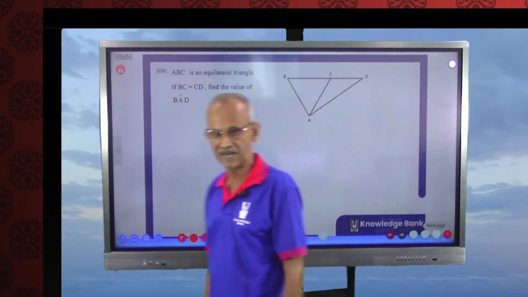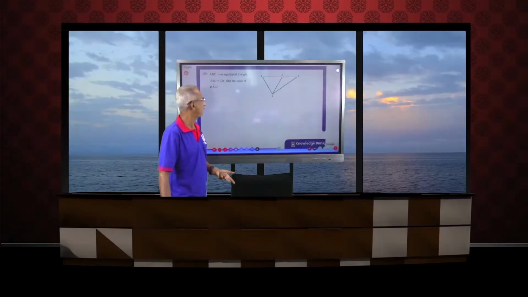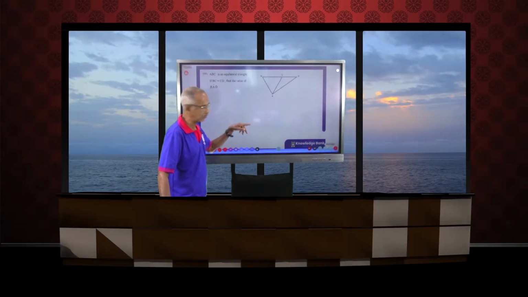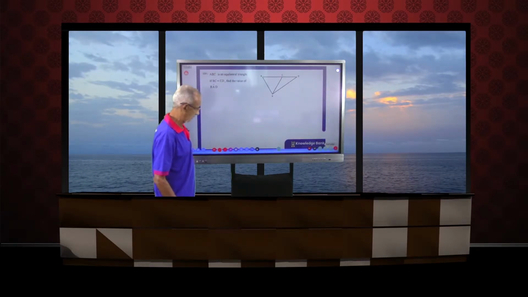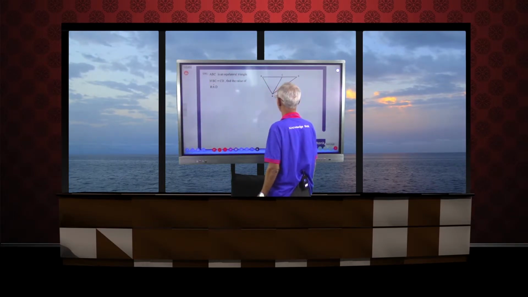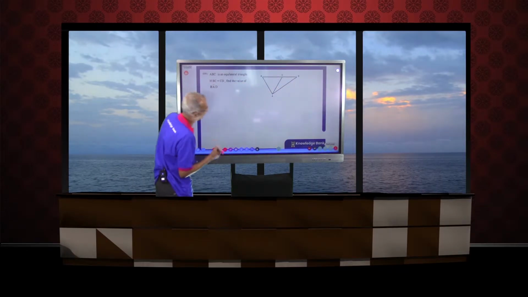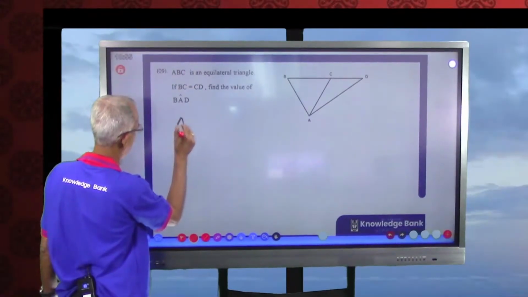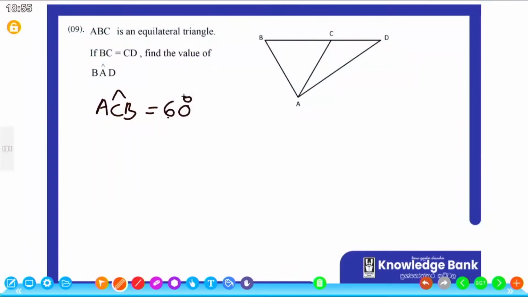If you take an equilateral triangle, all three angles are equal. The sum of all three angles is 180, therefore each is 60 degrees. Then in triangle ABC, angle ACB is equal to 60. Angle ACB means this part here, which is 60.